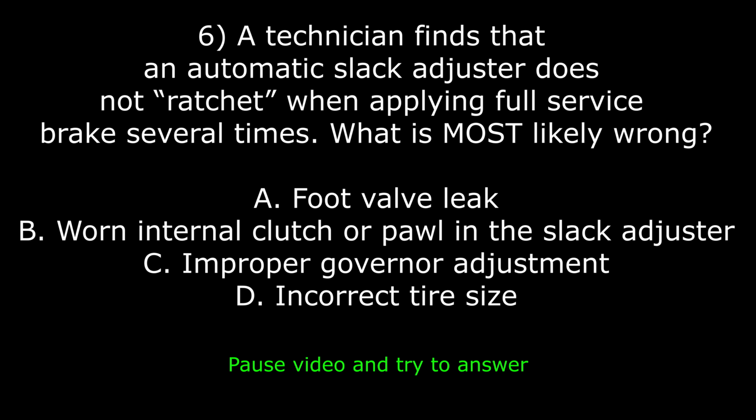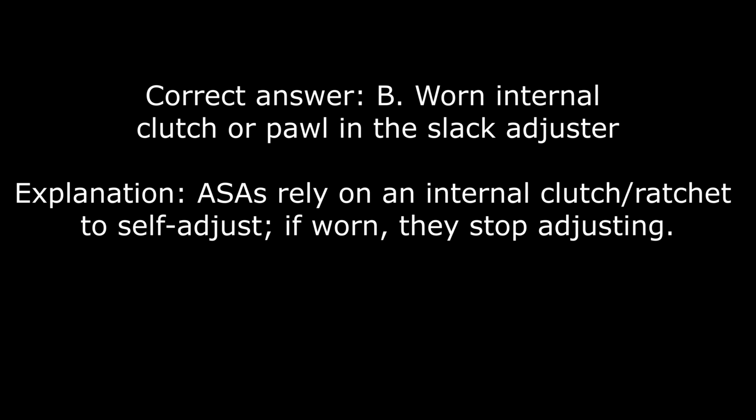6. A technician finds that an automatic slack adjuster does not ratchet when applying full service brakes several times. What is most likely wrong? A. Foot valve leak. B. Worn internal clutch or pawl in the slack adjuster. C. Improper governor adjustment. D. Incorrect tire size. Correct answer, B. Worn internal clutch or pawl in the slack adjuster. Explanation: ASAs rely on an internal clutch or ratchet to self-adjust. If worn, they stop adjusting.